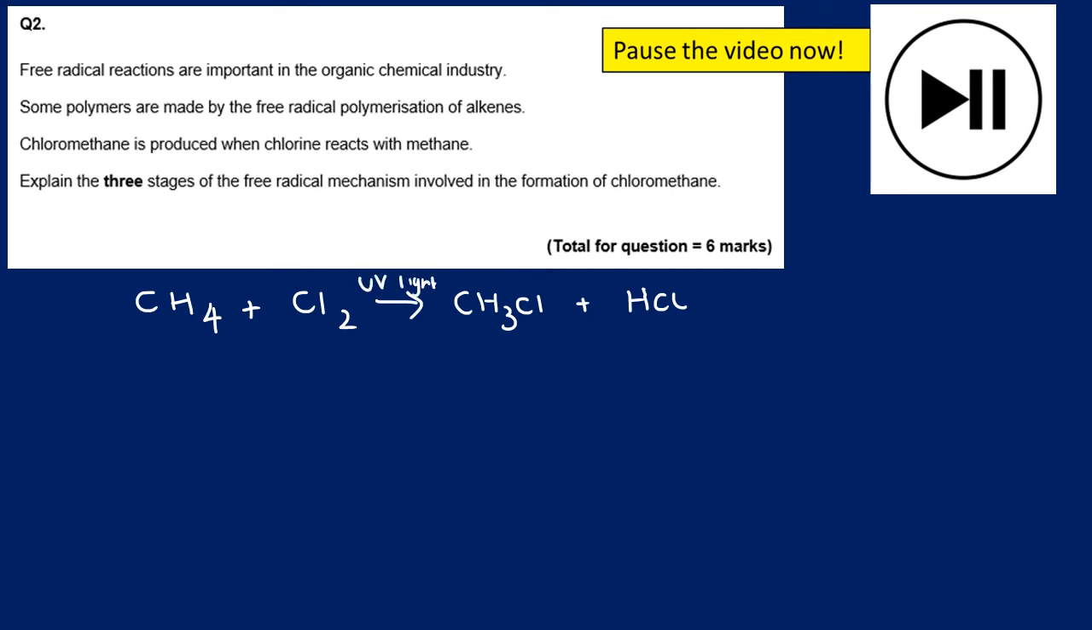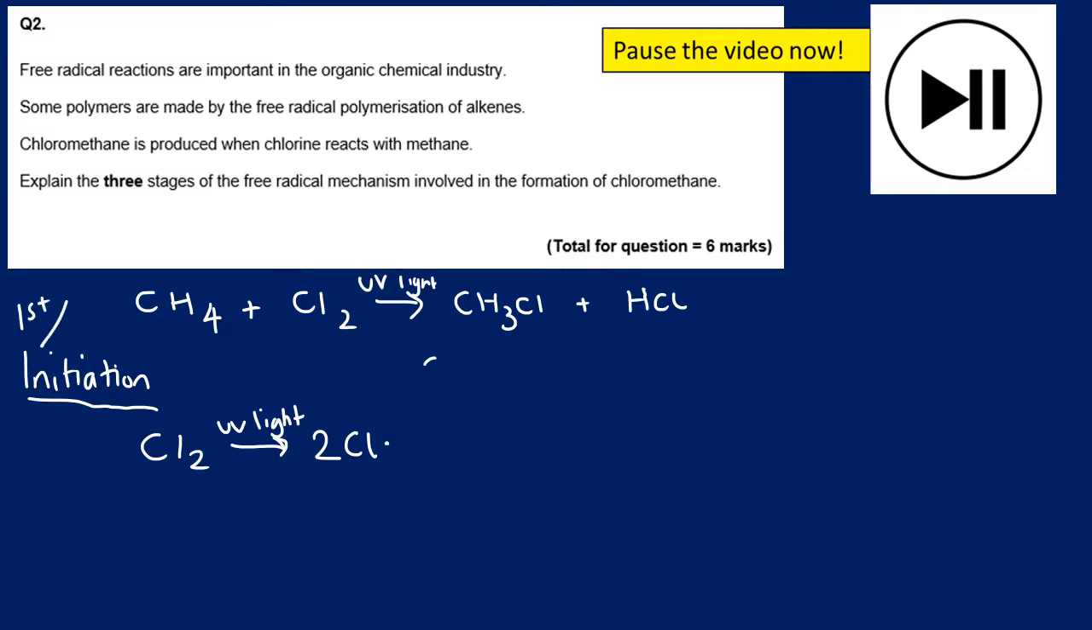And it's asking me to explain the 3 stages. So I'm actually just going to get straight in there and say the initiation is the first stage or the first step, and that requires the chlorine to become 2 chlorine free radicals with UV light. So that's the first stage. The second stage is the propagation steps. And again, I'm naming each stage. This requires 2 steps. It's going to be the chlorine free radical reacting with methane.